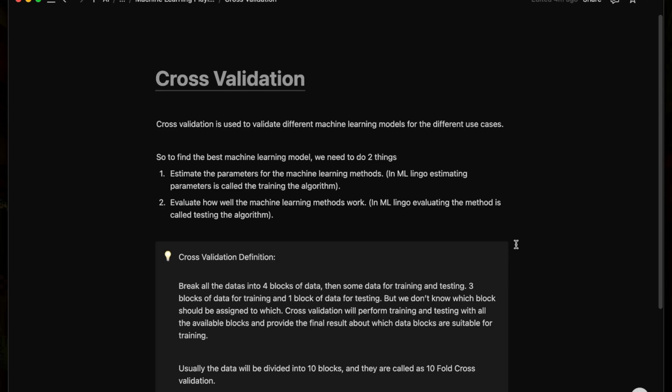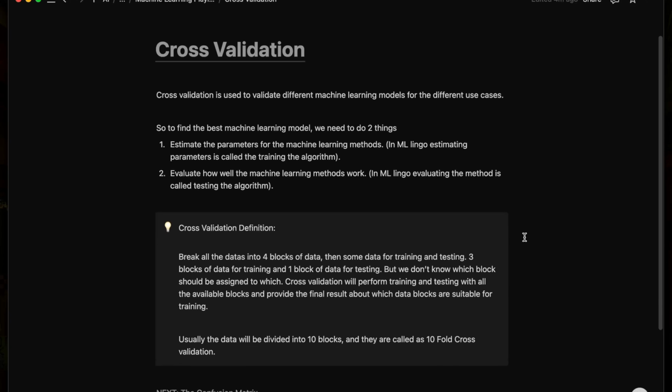Usually, we split it into 10 parts, which is called tenfold cross validation. There, nine blocks are used for training, and the remaining one block is used for testing to evaluate the model. So, this is about cross validation.